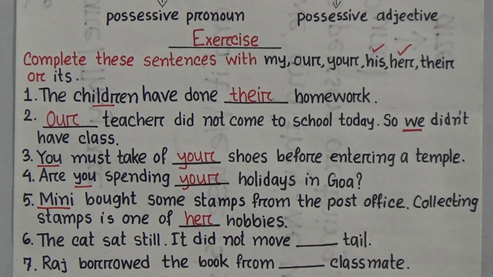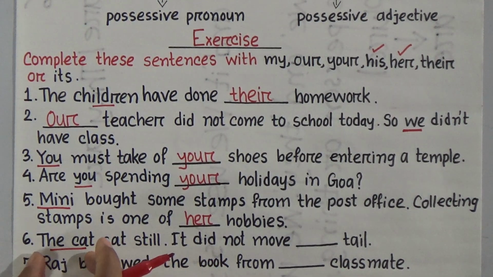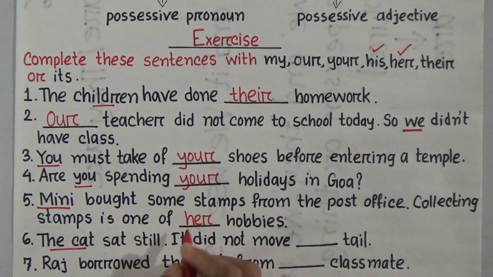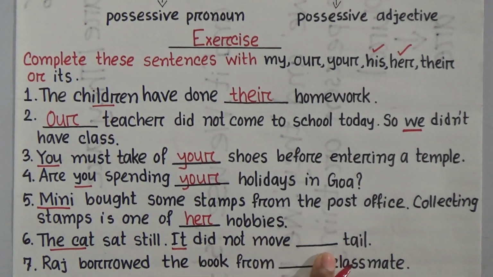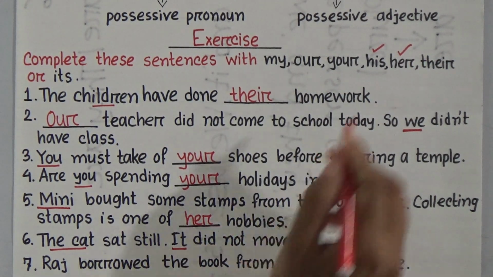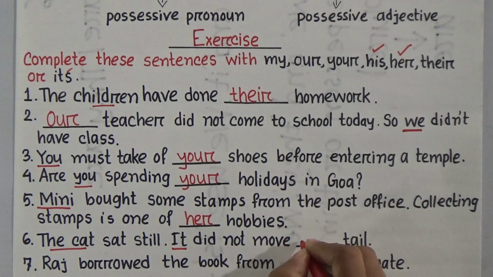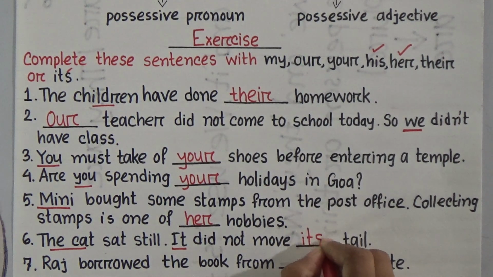Now number 6, the cat sat still. It did not move dash tail. The subject is cat. In the first sentence you find the cat is the subject. And for this subject we use it as a pronoun in the next sentence. So it did not move its tail. So it means the possessive adjective will be its. So you have to write its in the gap.